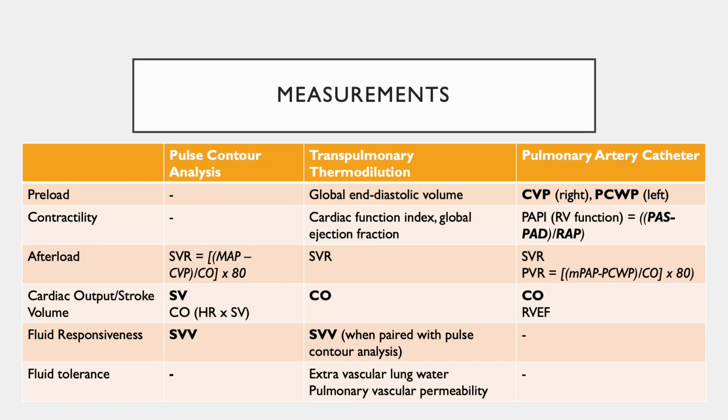Focusing on the modalities that are more commonly used in our ICUs, namely arterial catheter, pulse contour analysis, commonly referred to as the FloTrac, transpulmonary thermodilution, and pulmonary artery catheterization. I think it is useful to classify the different parameters into the insights that they provide to form a hemodynamic picture. So this can be thought of in terms of preload, contractility, afterload, global cardiac output, as well as measures of fluid responsiveness and tolerance.